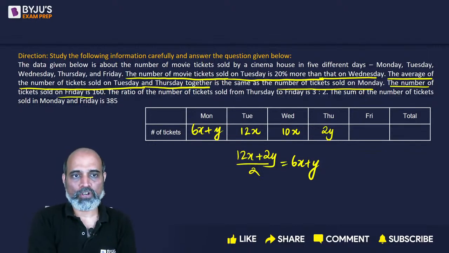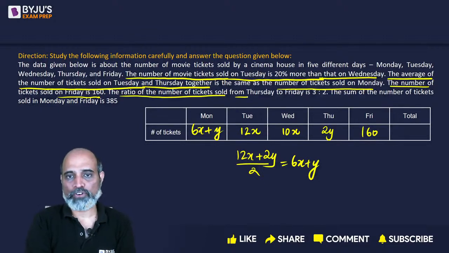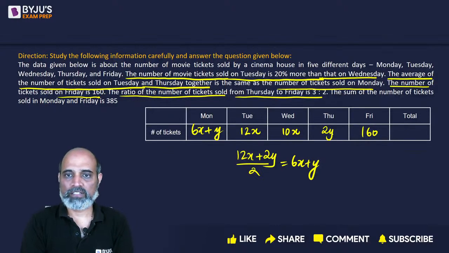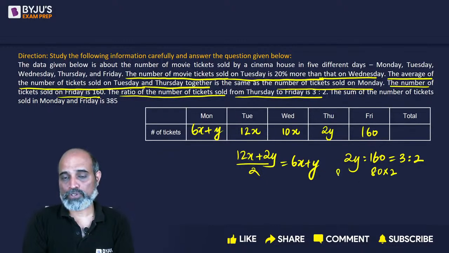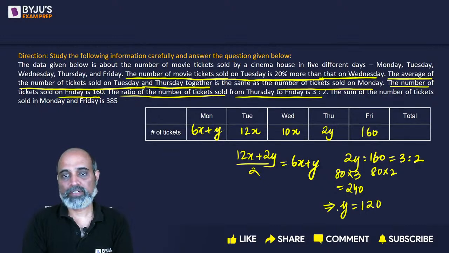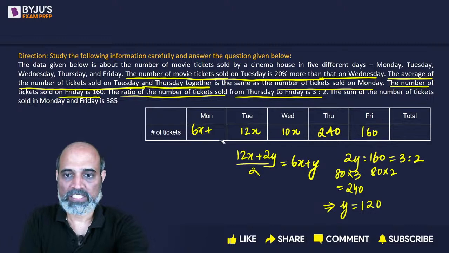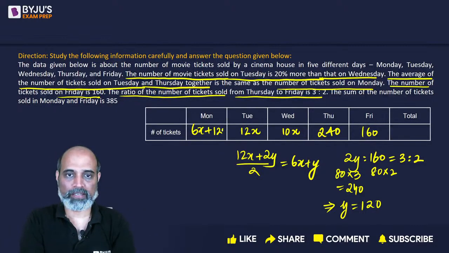Next, the number of tickets sold on Friday is 160. The ratio of the number of tickets sold from Thursday to Friday is 3:2. So 2y is to 160 is 3:2. So 160 is 80 into 2. So here we should have 80 into 3. 2y is 240. So that means y will be 120. Right? So we get the value of y. So this turns out to be 240. This turns out to be 120.